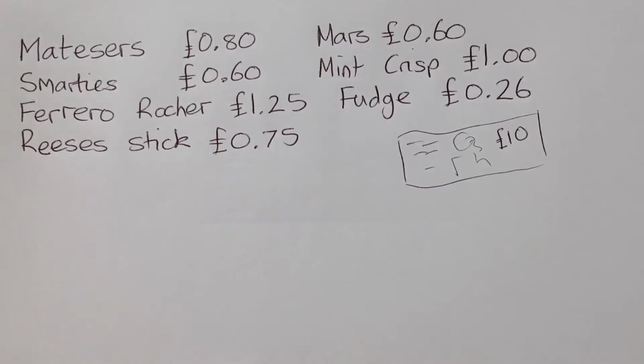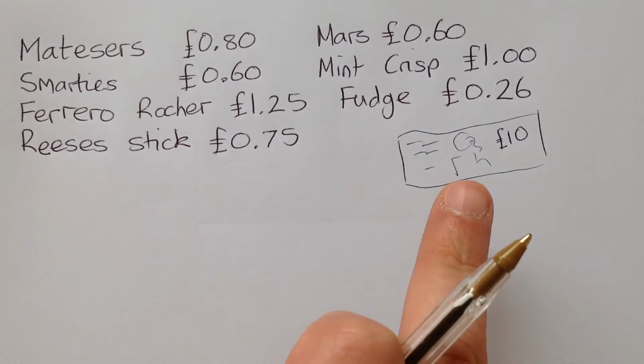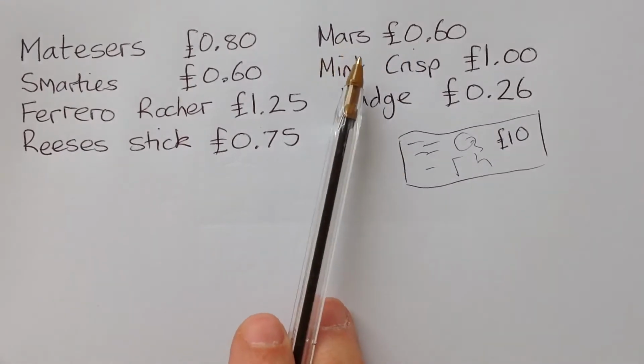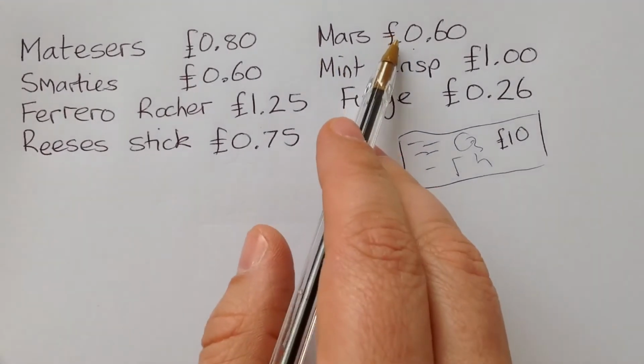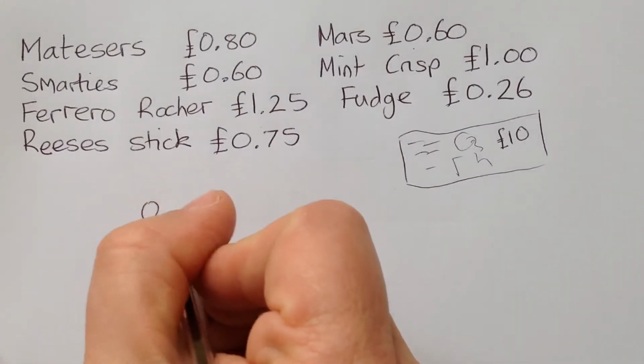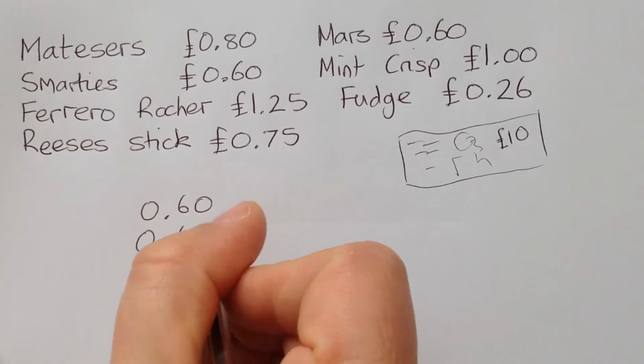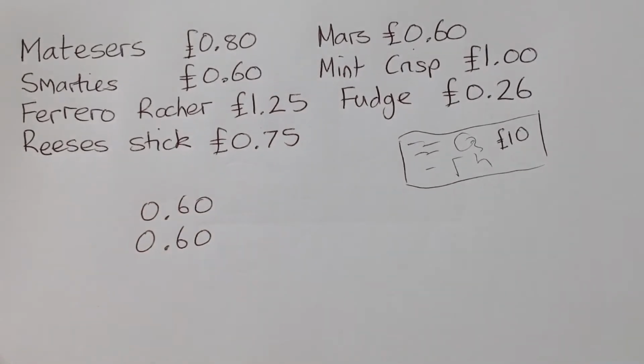So what I want to do is buy lots of things and see what I could buy with a £10 note. So I can buy as much or as little as I want, but I've got to make sure I don't exceed £10. So I'm going to just choose a few things at a time and see how I go. I'm going to start with a couple of Mars bars. So I want 2 Mars bars. So 2 Mars bars are going to be 2 60p's or 0.60 if you're working in pounds.